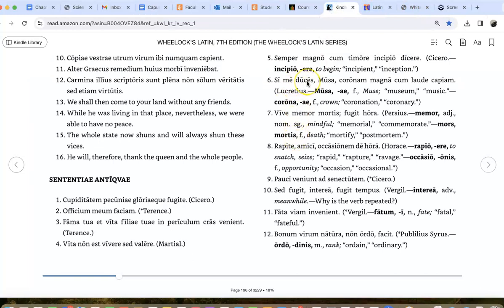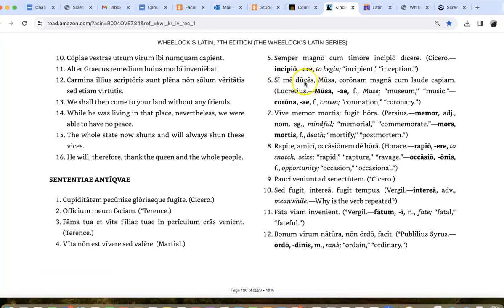If you will lead me, so if you, S, will, E, lead, duke, me. So Latin just has one word, English has three: will, lead. Actually two words, I guess, right? So muse, so we just say muse. I will begin, or in this case, I will take a crown with great praise.